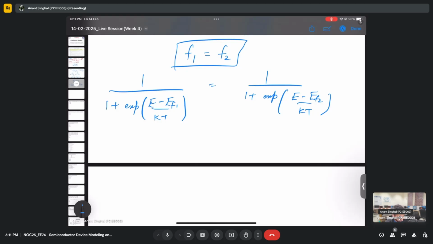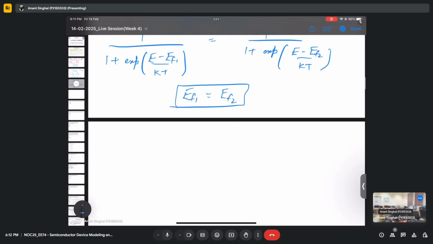EF1 is equal to EF2. So that is what I was trying to say, that the Fermi level aligns at thermal equilibrium. I mean, there will be a single Fermi level even if you have two different materials at thermal equilibrium. So that is a key takeaway. I hope you are already aware of some of the terms that might come further.